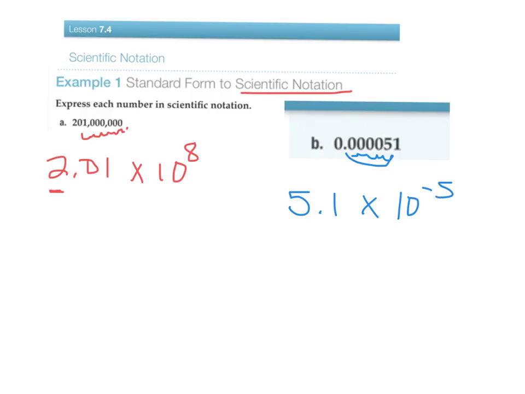So negative will be moving the decimal to the left to get to the original, and positive would be moving the decimal to the right. So if you have a big number, you're going to have a positive. If you have a small number, you're going to have a negative.